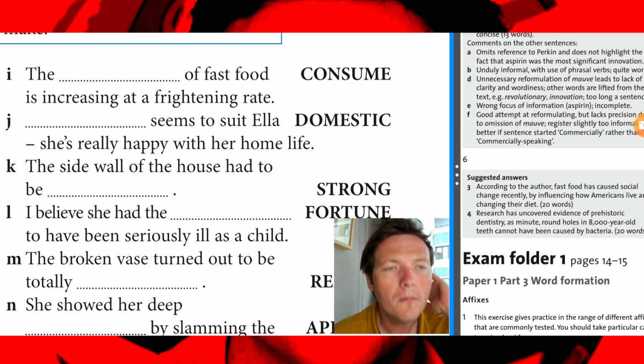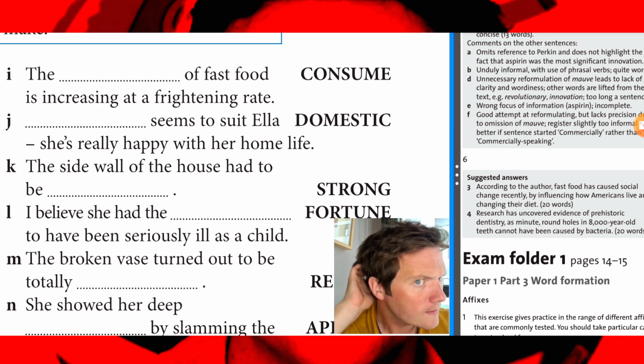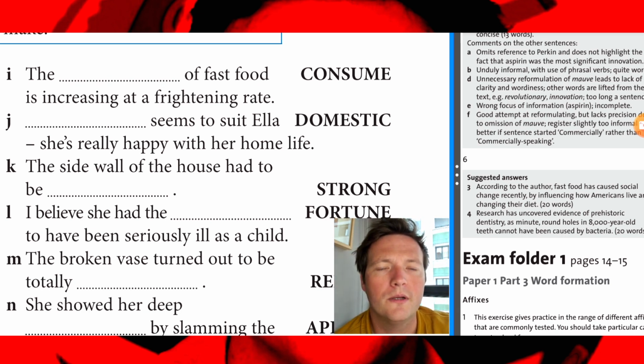Domesticity. My hair's looking a bit odd today. Bit of a narcissist.